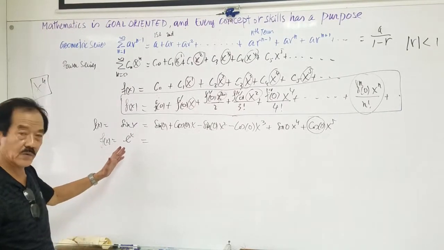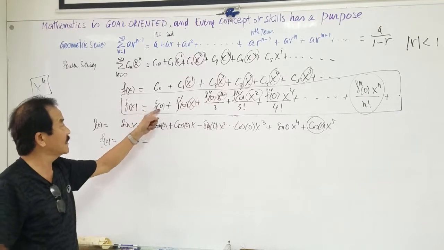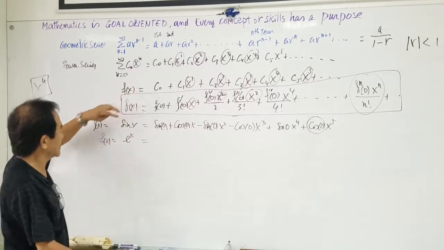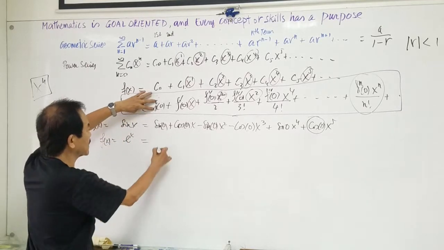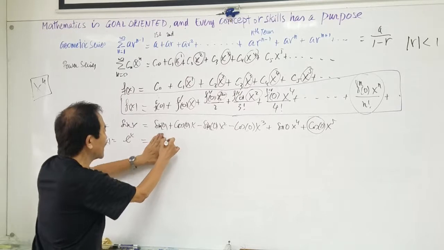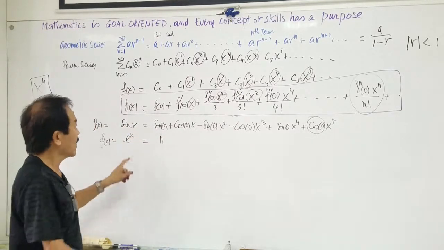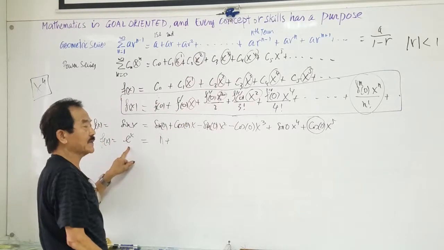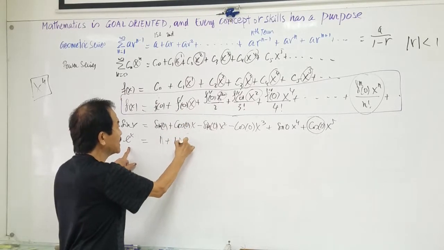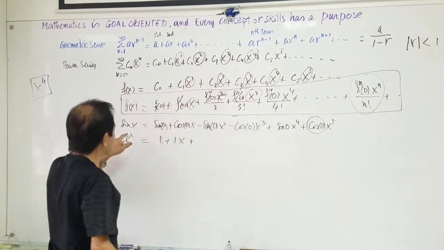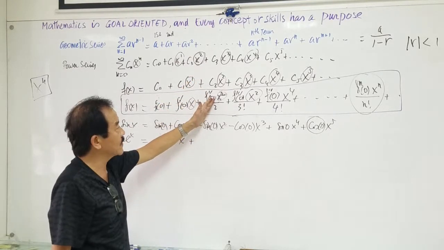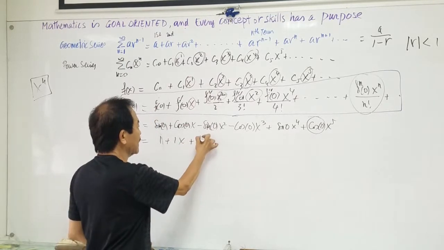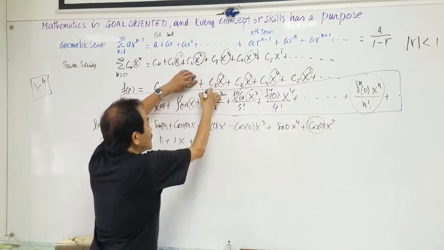Let's write the function e to the x in terms of a series. Okay, so f of x equals e to the x, so f of 0 equals e to the 0, which equals 1, right? Now f prime equals e to the x, so f prime of 0 equals 1 again. And this one is 1 again, because the derivative of e to the x keeps equaling e to the x, then you put 0 in there, so you get e to the 0, which is 1 again.